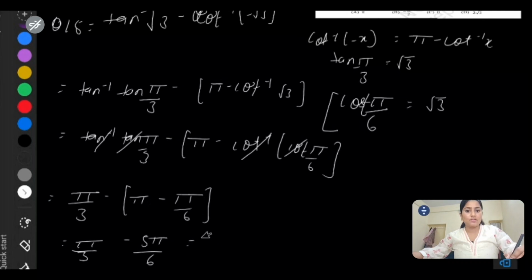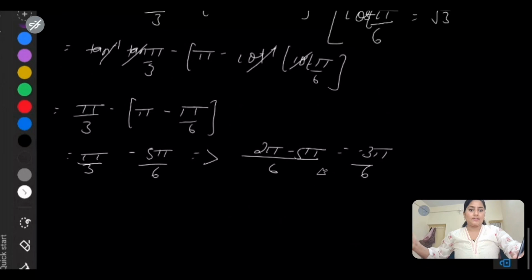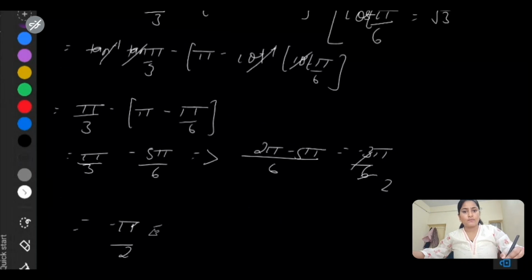Now take the LCM also. 6, 3 times 2: 2π − 5π, which is equal to −3π/6. Minus 3π/6. And cancel the numerator and denominator by 3. So we'll get −π/2. So hence it is the solution for question number 15.